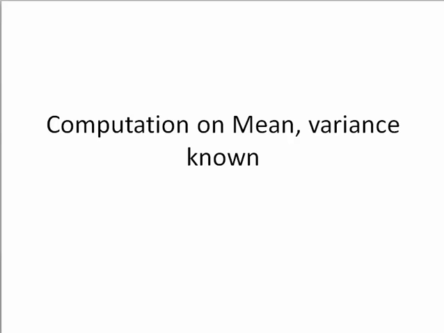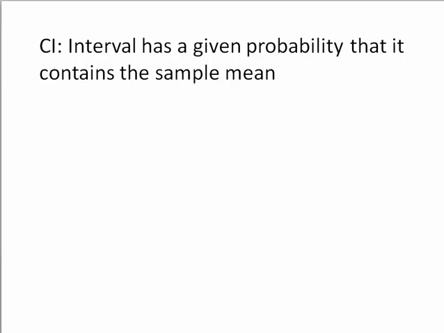So when I'm talking about confidence intervals, the general idea is that we have samples from a distribution and we don't know the mean of this distribution, and we want to know what the sample tells us about the mean. A confidence interval is essentially an interval that has a given probability that it contains the mean.